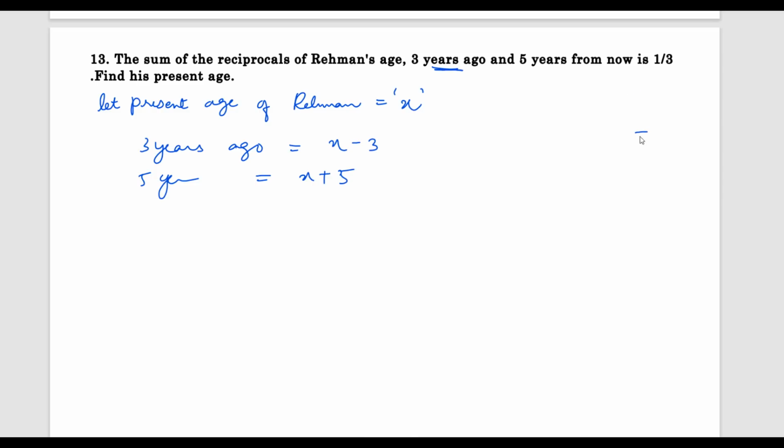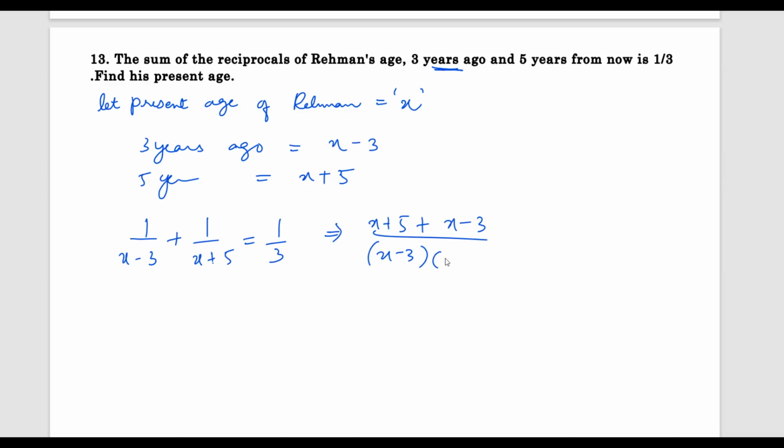Now the sum of the reciprocals of his age 3 years ago and 5 years from now, that is 1 by x minus 3 plus 1 by x plus 5, is 1 by 3. Now take the butterfly method: x plus 5 into 1 is x plus 5, plus x minus 3 into 1 is x minus 3, divided by x minus 3 into x plus 5, equals 1 by 3. Now x plus x is 2x, 5 minus 3 is plus 2, divided by, now this is the binomial: x into x is x square, x into 5 is 5x, 3 into x is minus 3x, and minus 3 into 5 is minus 15, equals 1 by 3.